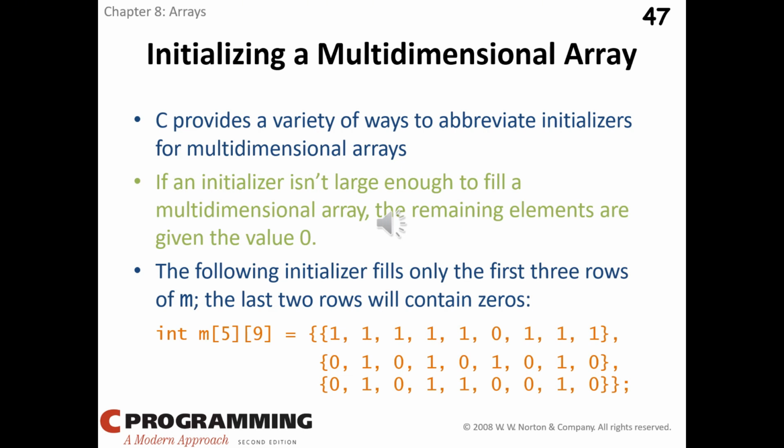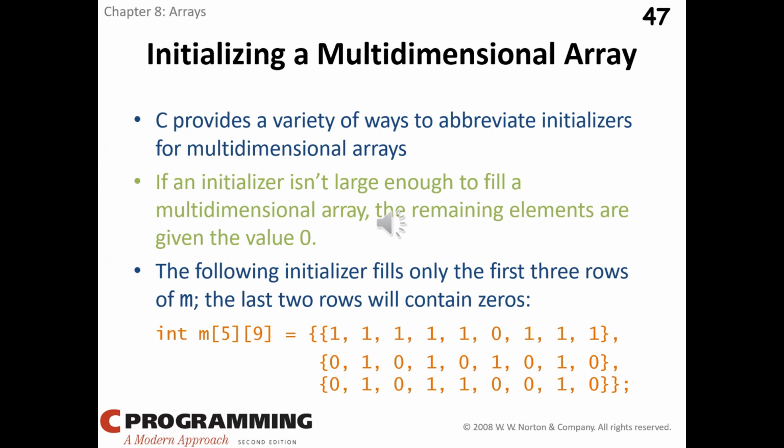Now, if we have a grid which represents our multi-dimensional array, and we want to fill it with values, we can use a shorthand method provided by C. This method allows us to use curly braces to initialize the array with values directly. However, if our initializer isn't large enough to fill the entire grid, C will automatically fill the remaining spaces with zeros. It's like pouring water into a glass: if the glass isn't completely full, the rest of it is still considered empty.